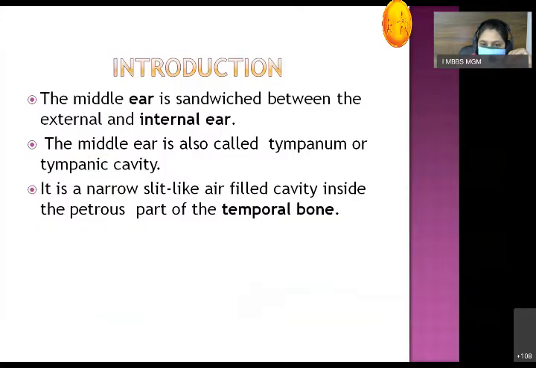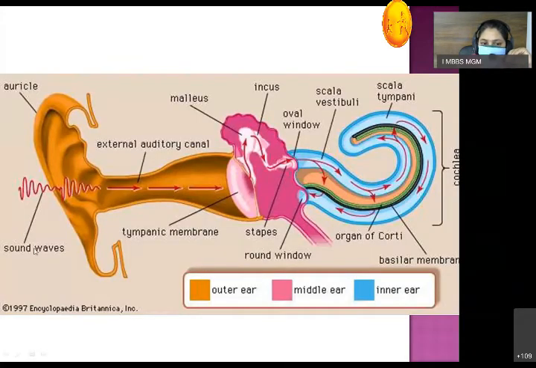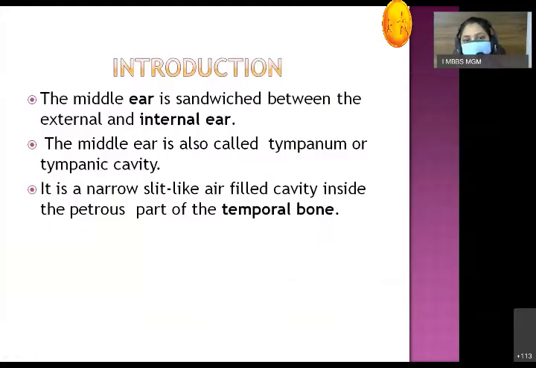The main function of this cavity: sound waves transmit to this pinna, external auditory canal. It goes into the middle ear, and this chain of ear ossicles, and it is transmitted to the inner ear. So, the middle ear is the sandwich between the external ear and the internal ear.